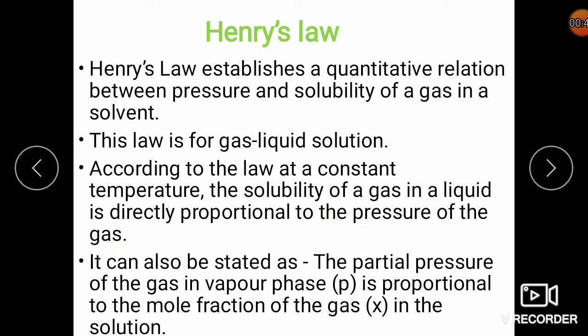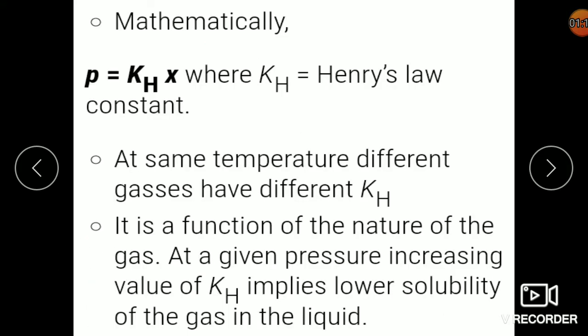Another statement or mathematical expression that can be derived is, the partial pressure of the gas in vapor phase, or vapor pressure P, is proportional to the mole fraction of the gas, denoted with X, in the solution. That means partial pressure of the gas is directly proportional to the mole fraction of the gas in the solution. So from the second statement we can derive the mathematical expression for Henry's law. Mathematically, partial pressure of the gas, that is P, is proportional to mole fraction. Now if you remove the proportionality sign, you get a constant, that is Kh. Kh is known as Henry's law constant.